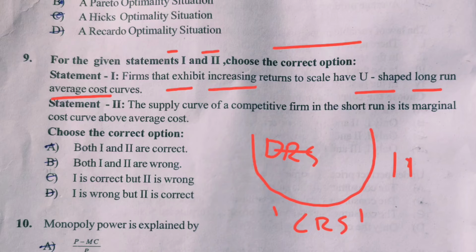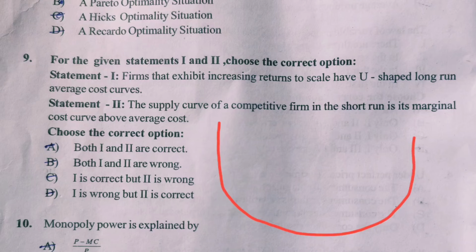Sorry, I made a mistake. Let me try it again. So that downward sloping long run average cost curve shows us increasing returns to scale. This part shows us constant returns to scale, and this shows us decreasing returns to scale.